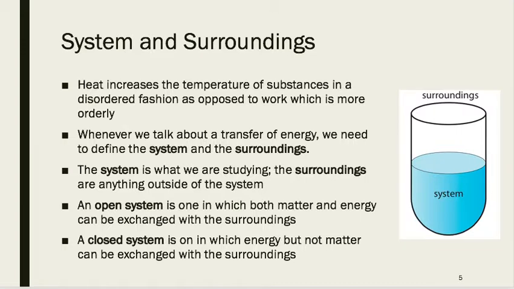First of all, we have the system, and that is what we are studying. It could be a chemical reaction, for example. Then we have our surroundings. This is anything that is outside of the system. So the system is going to be our focus, and the surroundings is everything else. Now we have two types of systems. We have an open system. This is one in which both matter and energy can be exchanged with the surroundings. And then we have a closed system, which is one in which energy but not matter can be exchanged with the surroundings.